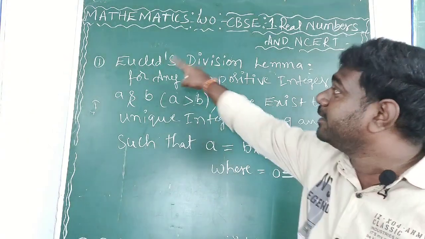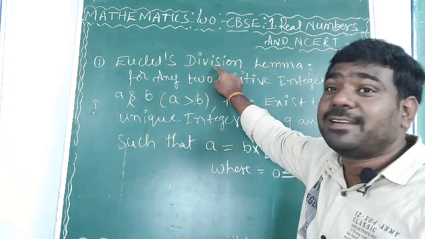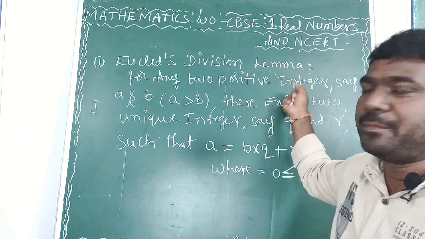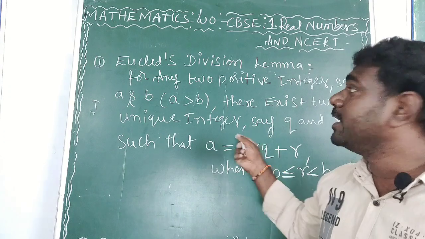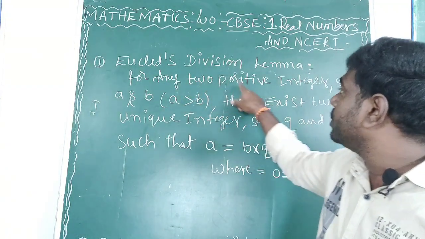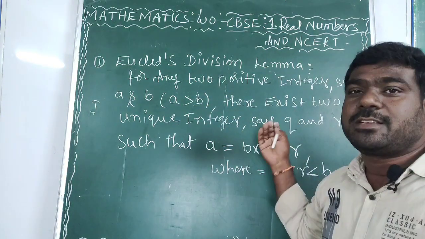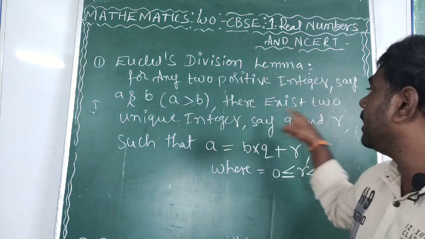The name is called Euclid's division lemma. That's why it is called the Euclid division lemma. So once again, see the definition of Euclid division lemma. For any two positive integers, A and B, there exist, when we do the division, a quotient and a remainder.